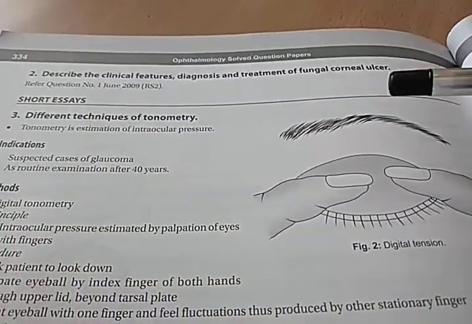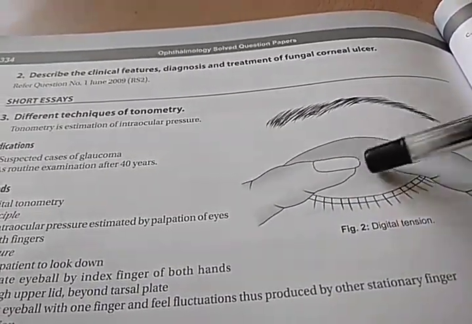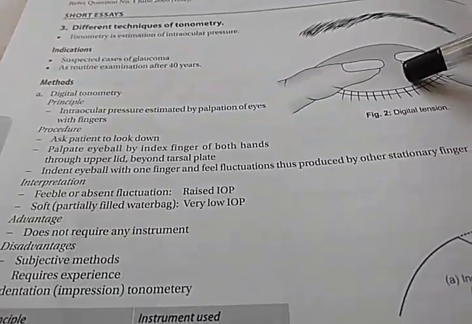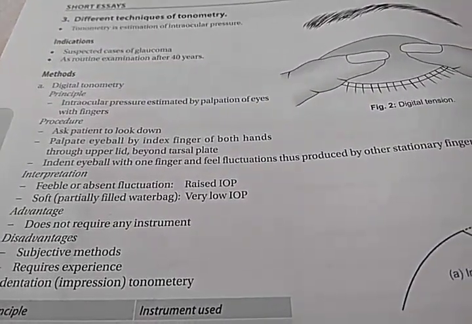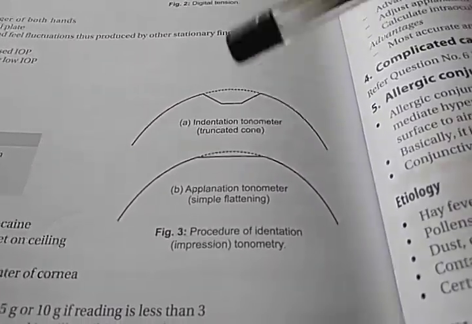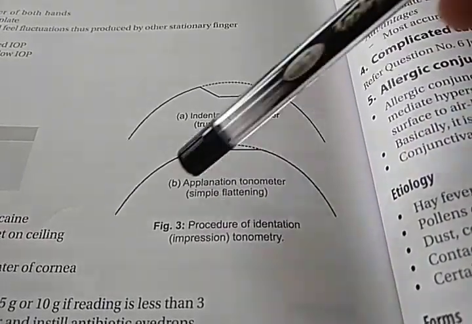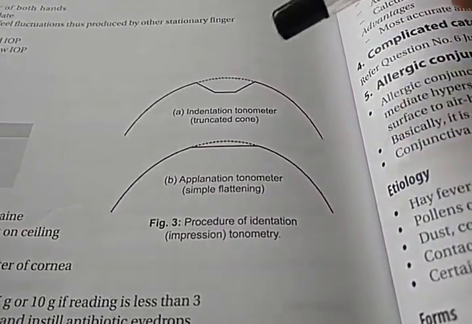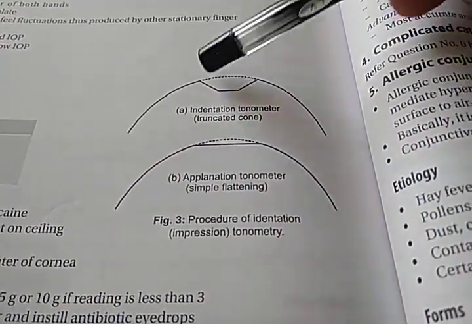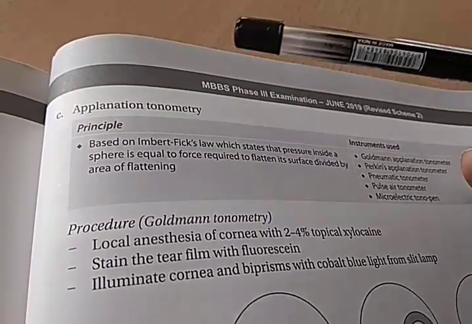Okay. Then coming to tonometry. This is digital tension. You'll just put the finger and check. So if it is stony hard, it could be an absolute glaucoma. You remember all that, right? What is this? Indentation tonometer. Truncated cone. Applanation tonometer. Simple flattening. This is a simple flattening by which you measure the intraocular pressure. Here there's an indentation tonometer. So you saw digital and indentation.